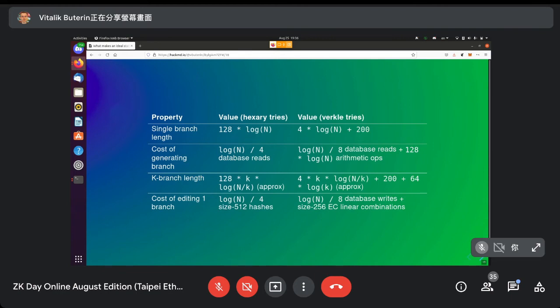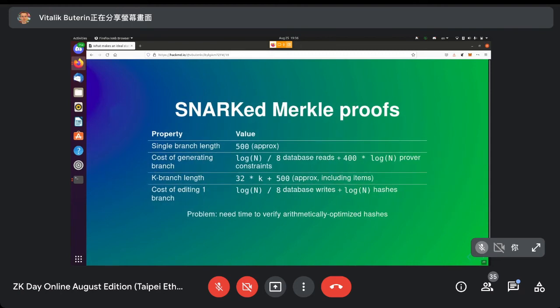And Verkle trees are already this very nice and powerful compromise, right? Now, there is another credible alternative to Verkle trees, which is snarked Merkle proofs, right? Basically, with snarked Merkle proofs, the idea is that the proof length is just going to be the data plus one single snark. You just snark whatever the Merkle proof is. And a snark is going to be about 500 bytes if you use Plonk.